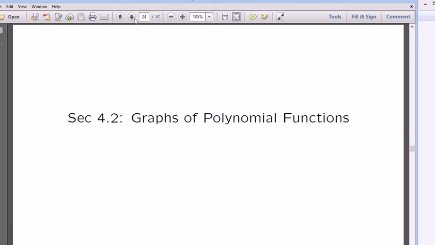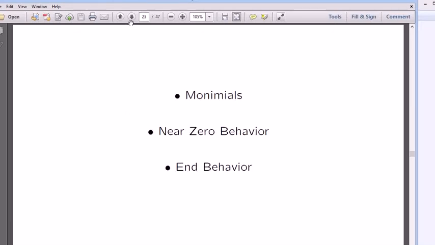So that's section 4.2, the graph of polynomial functions. And what we're going to study here is graphs of monomials. And using that, we're going to enter general polynomials and understand the near zero behavior of the graph. And after that, we enter the end behavior of the graph.